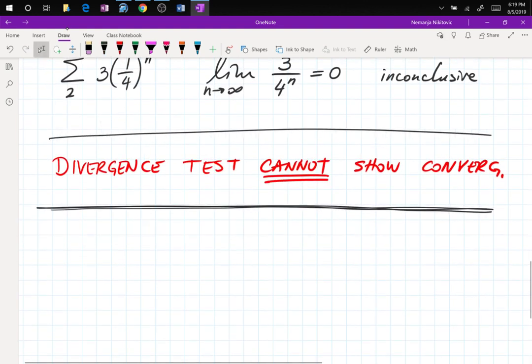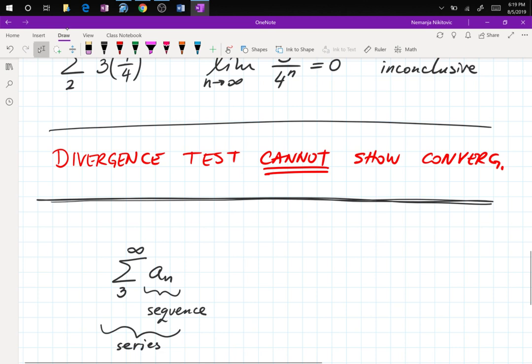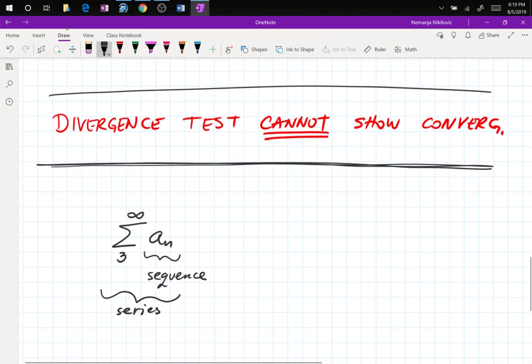So that's divergence test. You take the limit of the sequence. See, when I write summation of an from, let's say, 3 to infinity, this part alone is a sequence, and then together it is a series. So any time I write a series, the sequence an is within it. And if you take the limit of the sequence, if the limit is not 0, anything but 0, you can get 3, you can get 7, you can get infinity, then it's divergent immediately.